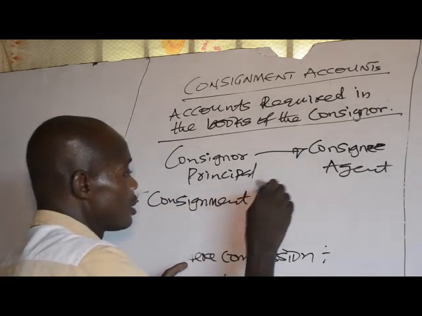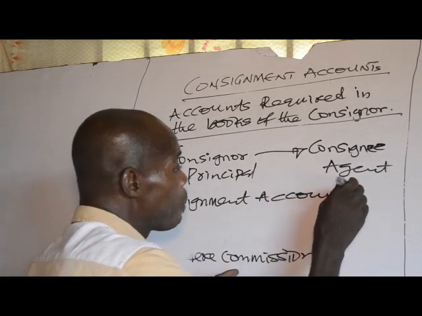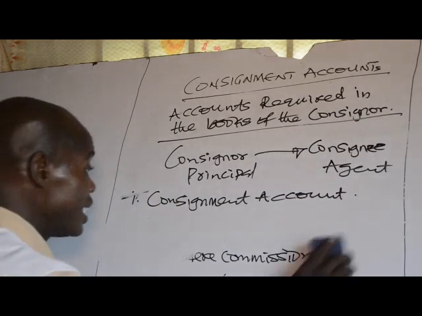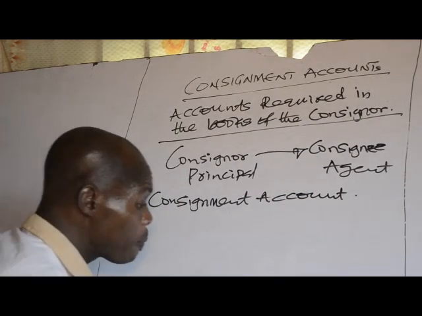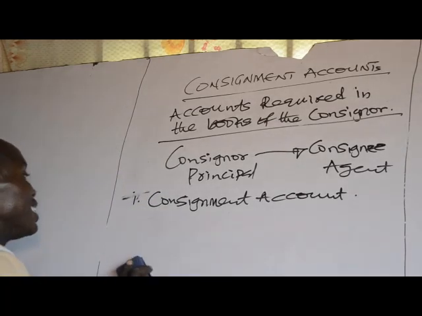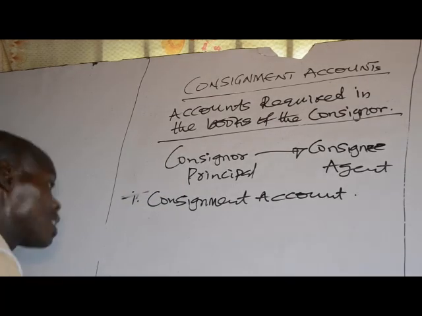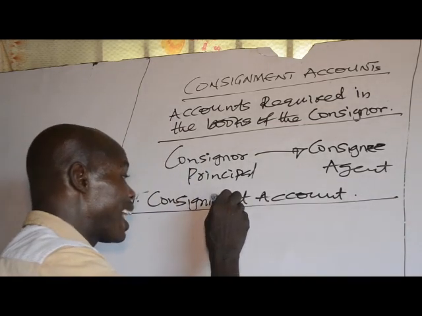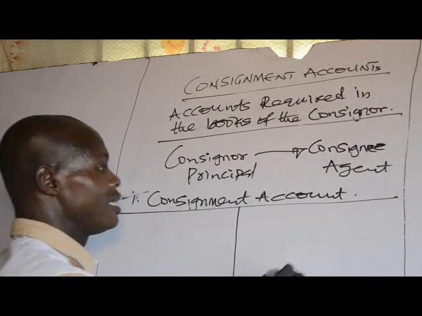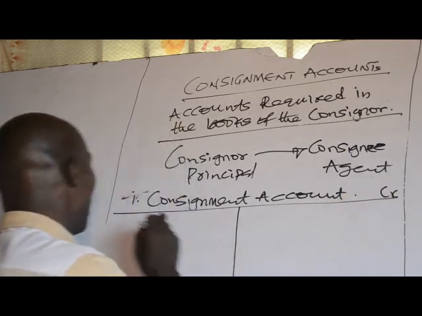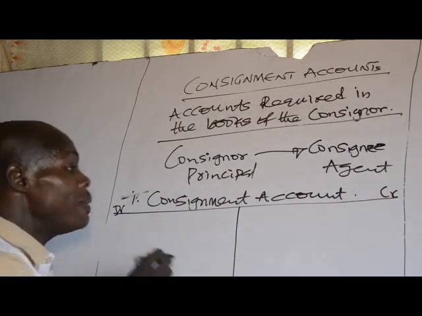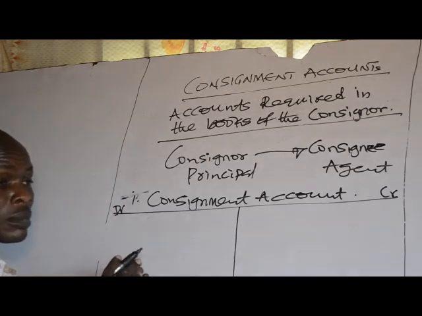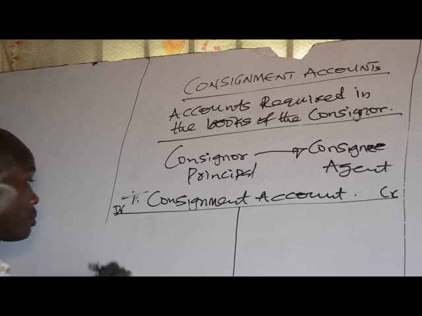Consignment account. The consignment account prepared here is a form of profit or loss account. That is, it is an account prepared to ascertain the profits or losses on the consignment. At the debit side, you have the expenses of the consignor and the expenses of the consignee.